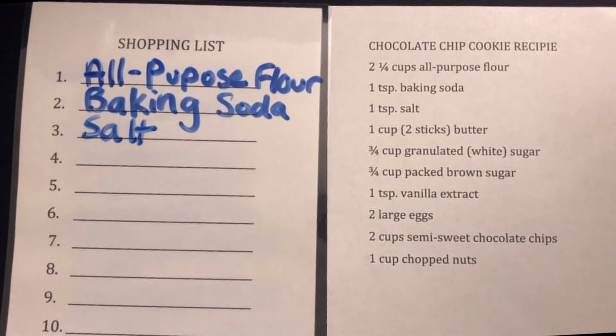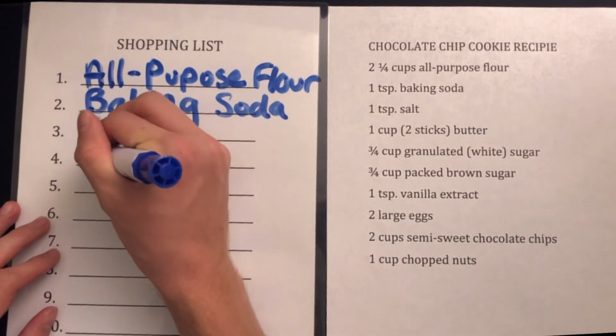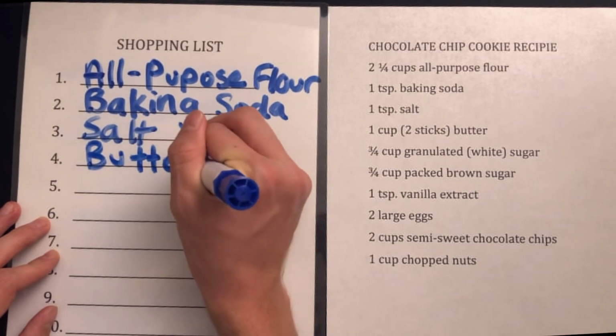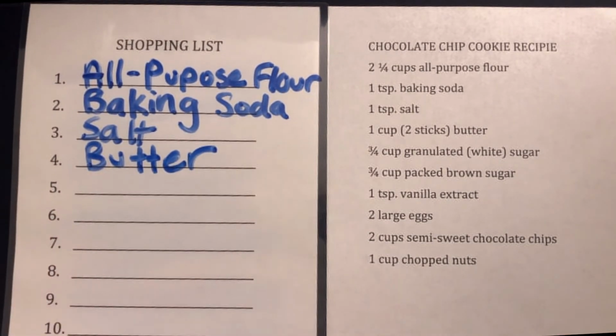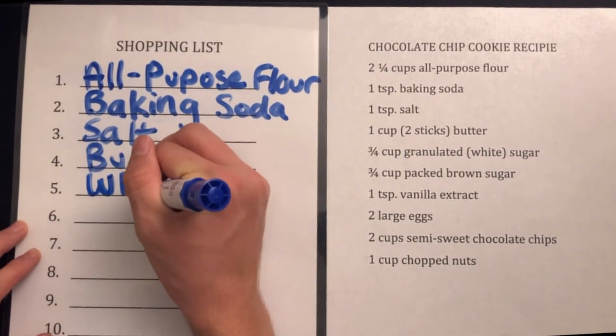What's the next ingredient? If you said butter, congratulations, you're correct. What's the next ingredient? If you said granulated or white sugar, you'd be correct.